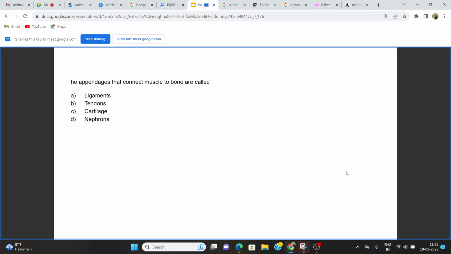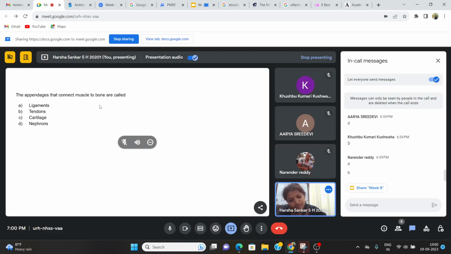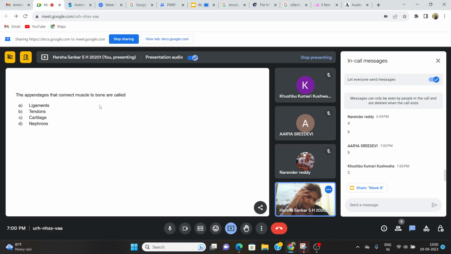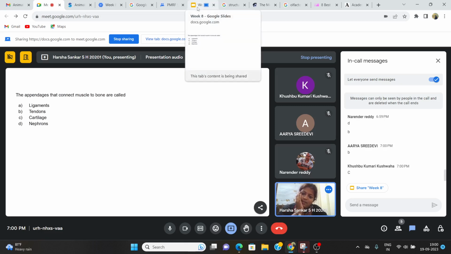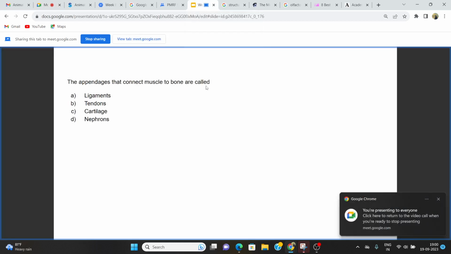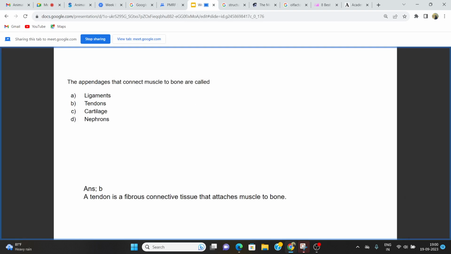Next question. Which appendage connects muscle to bone? Ligament, tendon, cartilage, nephron. Okay, B, B, and C. Tendon and cartilage are down. The question is muscle to bone. So basically, muscle to bone is connected by tendon. Tendons basically connect muscle to bone.